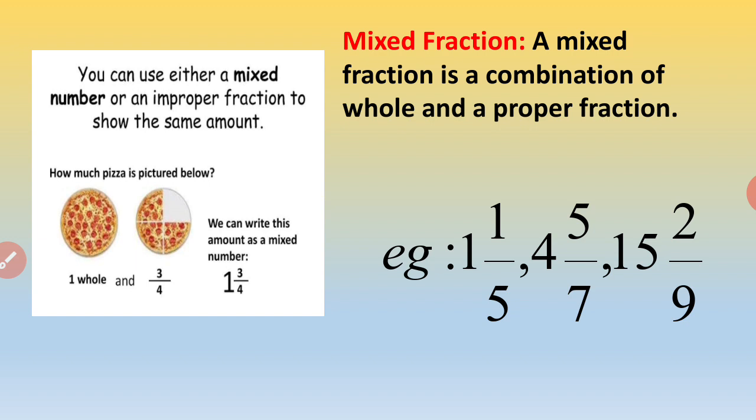Here, one example is shown. There is a complete pizza and another one, it is just 3/4. So, if I talk about the entire pizza, it is 1 3 by 4 of the pizza. So, the number is written in the form of a whole number and a proper fraction, and it comes out to be a mixed fraction.